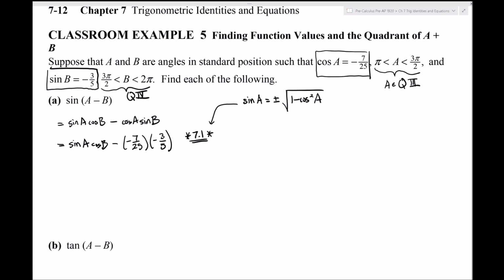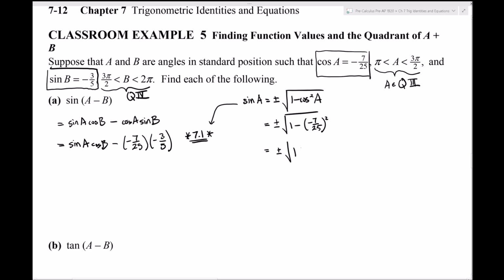But basically, sine squared plus cosine squared for any angle equals 1. You can solve for either one of those two, and that's the expression that I have here. I solve for sine, because that's the one that we want. So I know cosine A, we square it, plug it into the formula. Negative 7/25 gets squared. I didn't need the negative inside of it because it's going to get squared anyway.